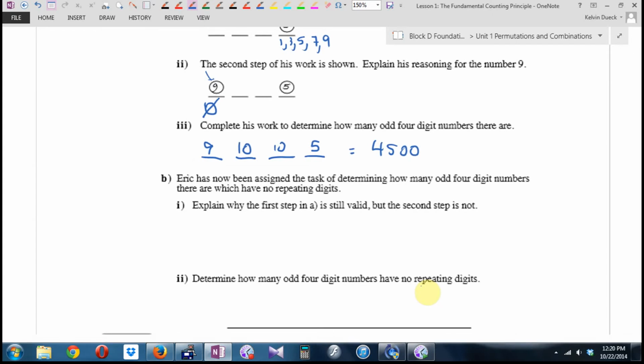Eric has now been assigned the task of determining how many odd 4-digit numbers there are that have, underline this please, once you've used a number, you can't use it again.